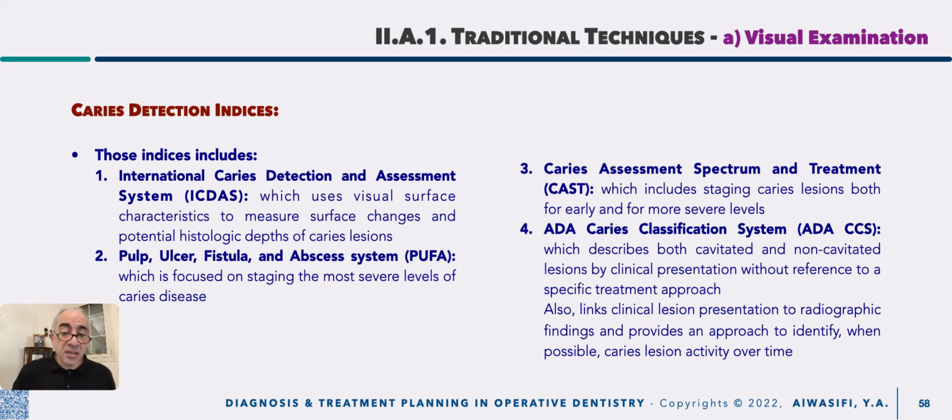Then comes CAST, which is Caries Assessment Spectrum and Treatment, which includes staging caries lesions both for early and for severe levels. And finally, the American Dental Association caries classification system, which describes both cavitated and non-cavitated lesions by clinical presentation without reference to a specific treatment approach, but it links clinical lesion presentation to radiographic findings and provides an approach to identify, when possible, caries lesion activity over time. This will be discussed in detail in the next coming episodes.